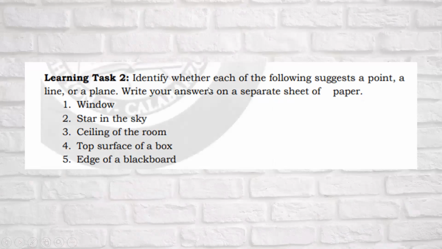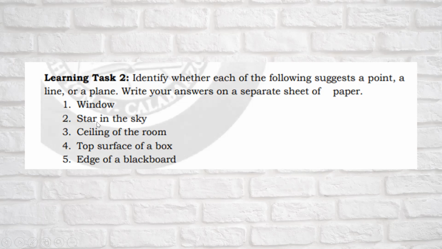Learning task 2, identify whether each of the following suggests a point, a line, or a plane. Write your answer on separate sheet of paper. Number 1 is window. Okay, so if you see a window, it suggests what? A point, a line, or a plane. So of course, it's a plane, right?